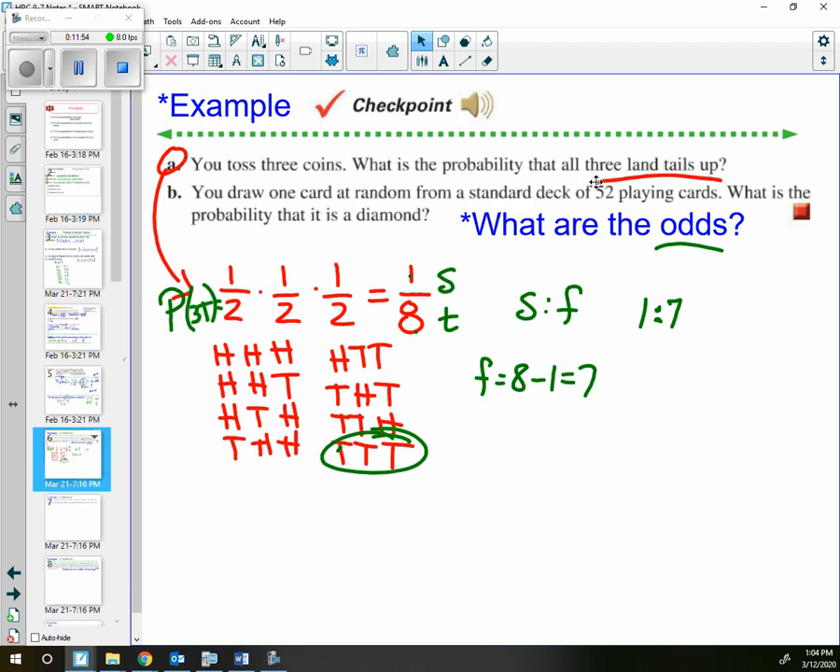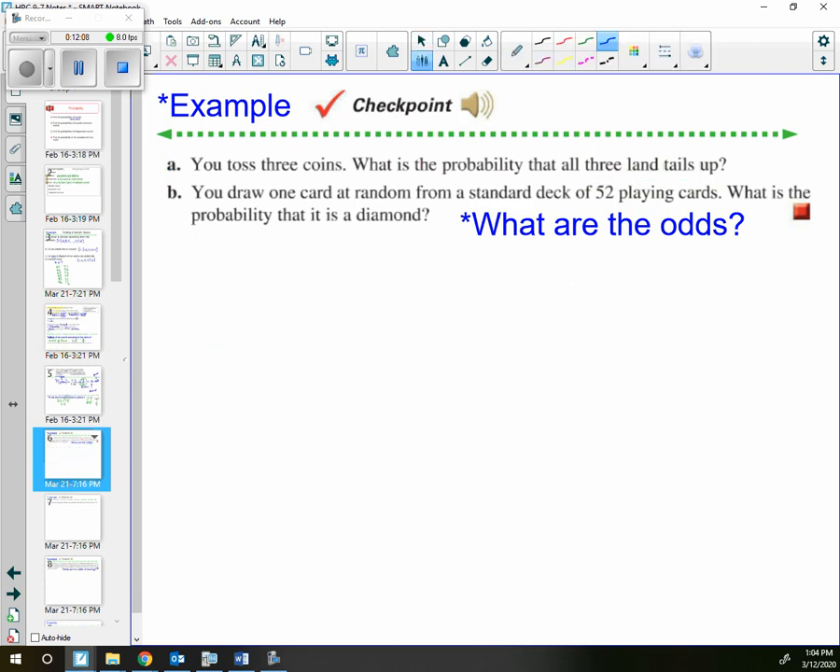All right, let's try another one. Let's try the bottom one. You draw 1 card at random from a standard deck of 52. What is the probability that it's a diamond? All right, so very similar kind of question. We have to think about what our possibilities are here. So I'm going to clear off the old stuff so we can do the new one here.